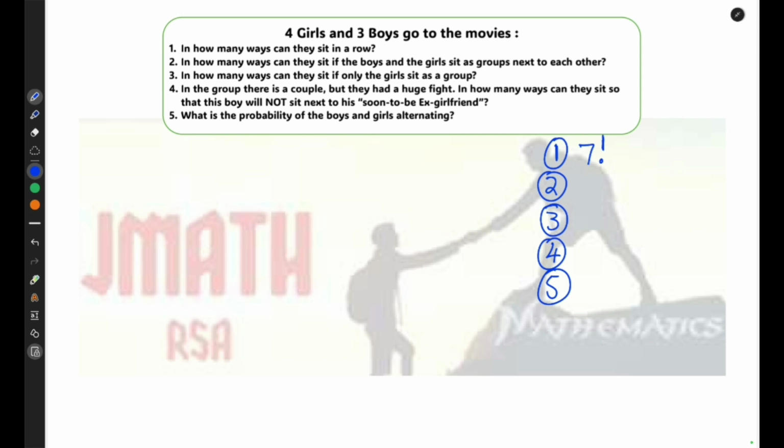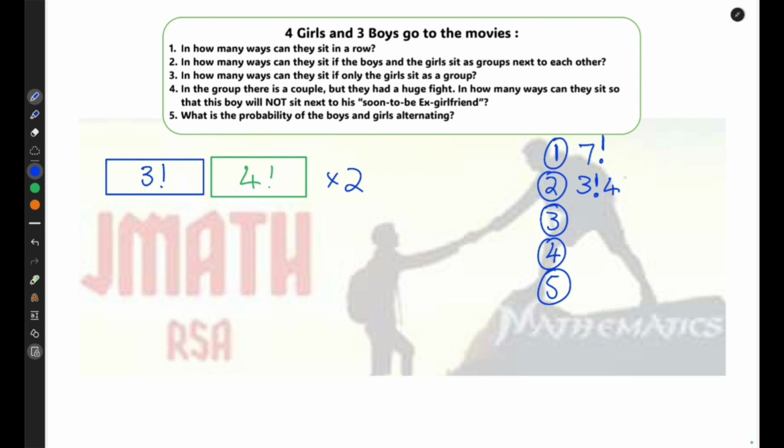Question 2. In how many ways can they sit if the boys and the girls sit as groups next to each other? So a group of boys, and there were 3 boys, and then a group of girls, and there were 4 girls. They didn't tell me who sits first, so I must multiply this by 2 to say the boys could sit first or the girls could sit first. But let's follow the method that we did earlier. So 3 boys times 4 girls, there's no singles that's not a boy or a girl, hopefully, and then plus the groups that are allowed to move. So 3 factorial, 4 factorial, 2 factorial. And that is actually equal to 288 different possibilities, where 7 factorial was actually equal to 5,040 different possibilities.